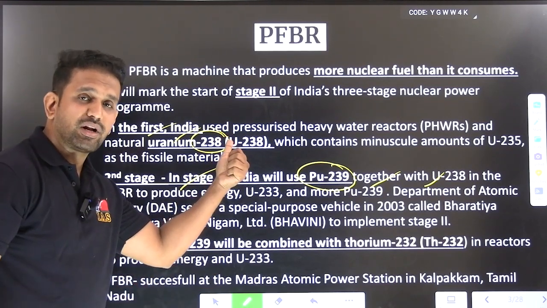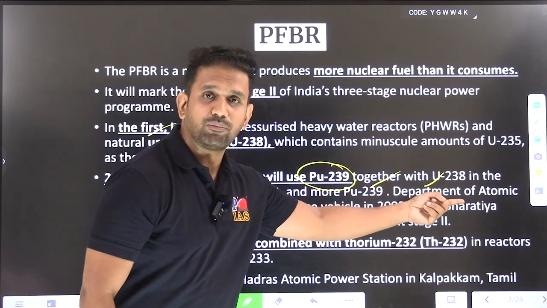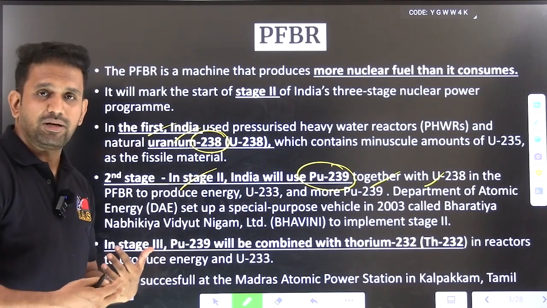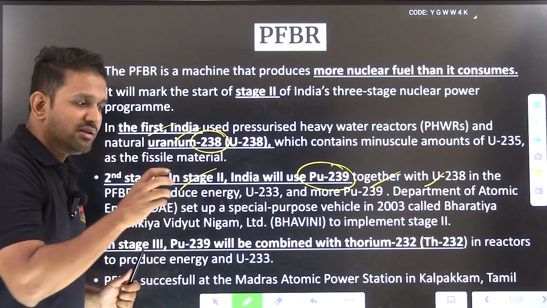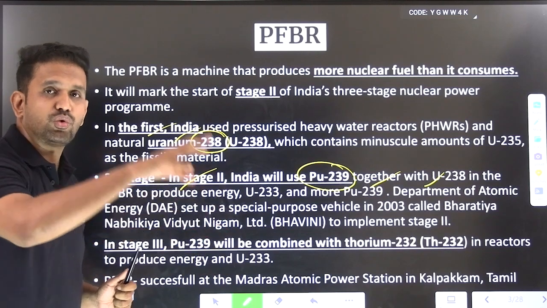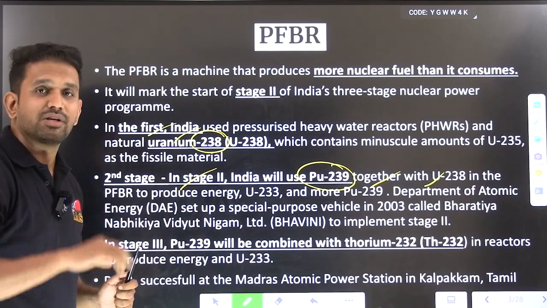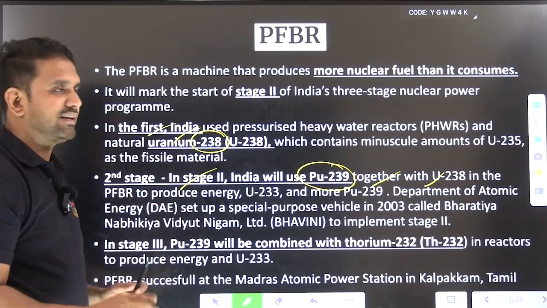Whatever byproduct is there in the first stage, that is plutonium, we have taken and combined with uranium-238, and we are able to produce more fissile material than is consumed. It means if we give 1 kilo to the fast breeder reactors, we will get 2 kilos of fissile material. It gives more than it consumes. So this particular technology we have successfully tested recently.